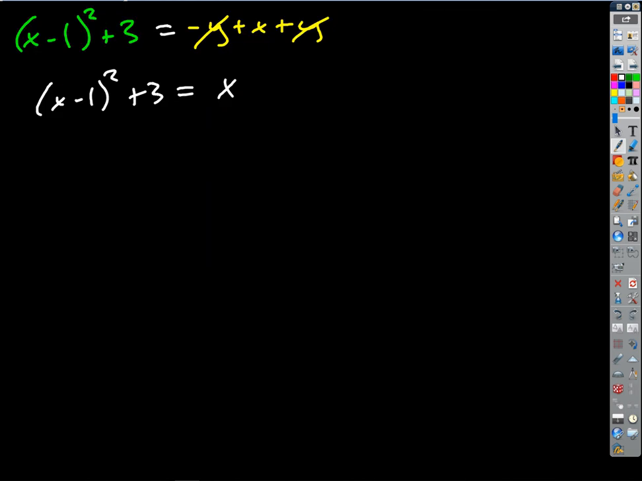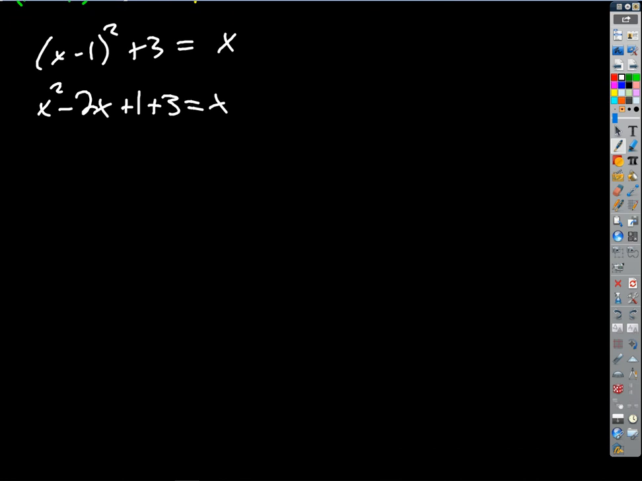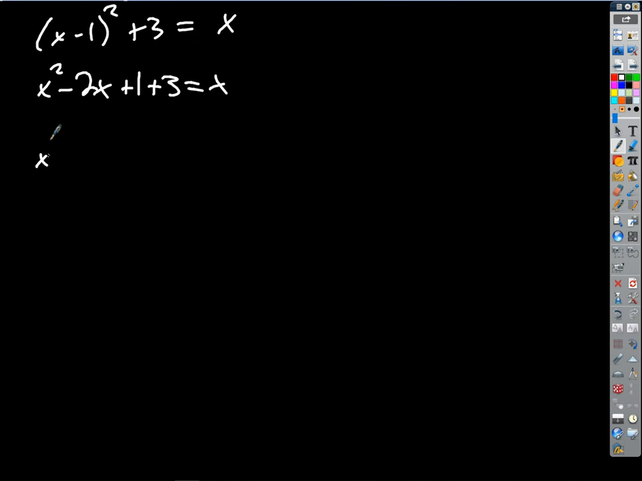Okay, so let's solve this. I hope there's a reason I picked this one. There must have been. So if I square this out, what do I get? x squared... okay. So we'll put it in standard form. I'll subtract the x to this side. I get x squared minus 3x plus 4 equals 0. Now what?